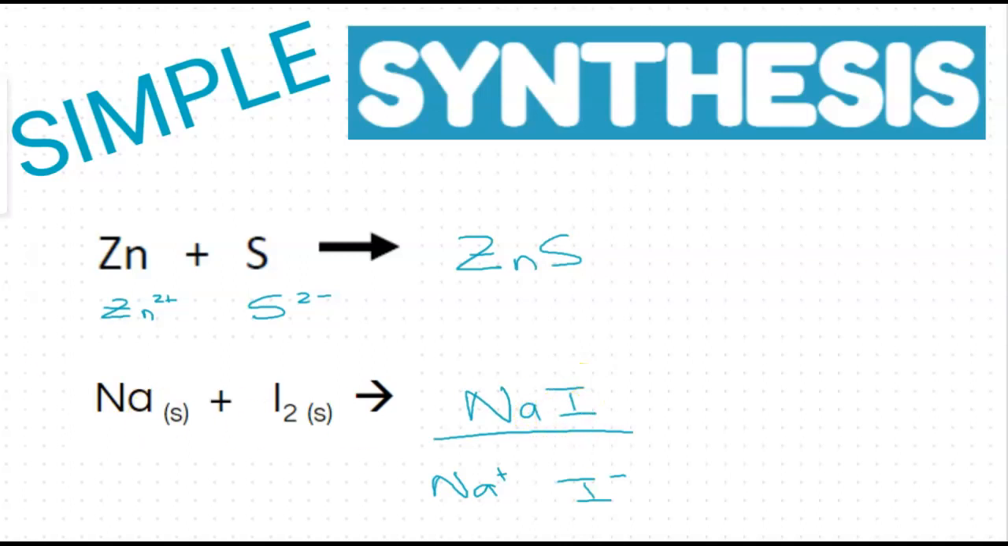Normally, we would then go back and balance the equation. We'd need a 2 here and a 2 here to make it balanced. But that's all we do to balance those simple synthesis reactions.